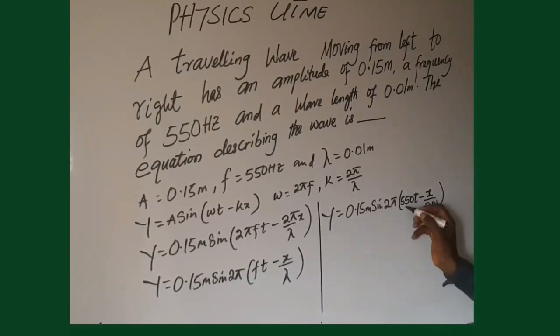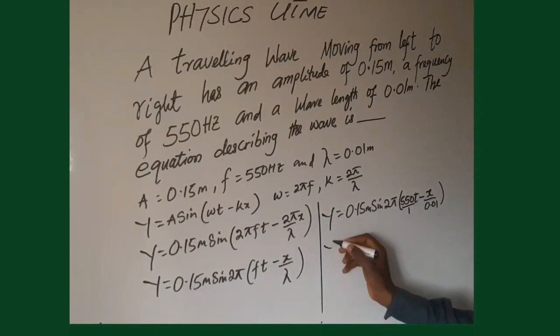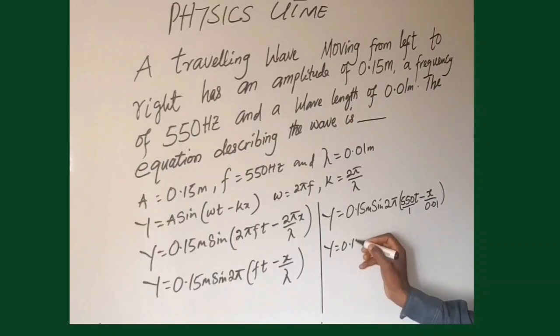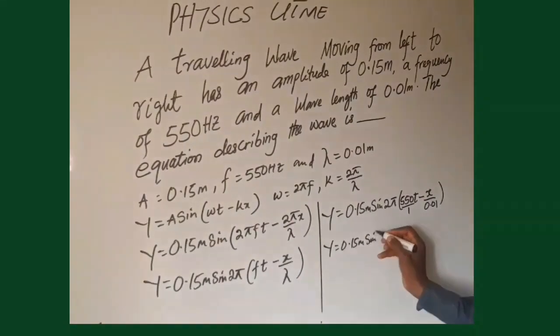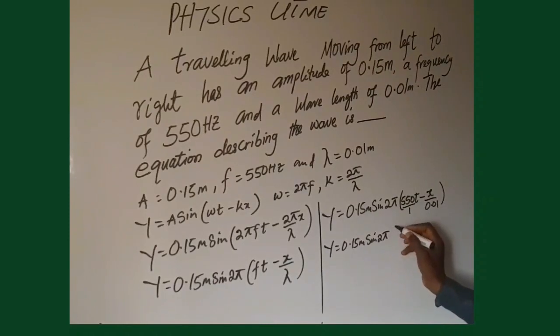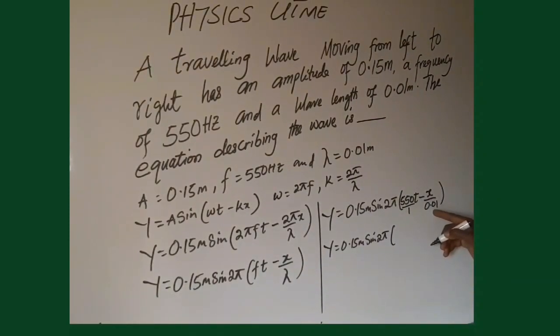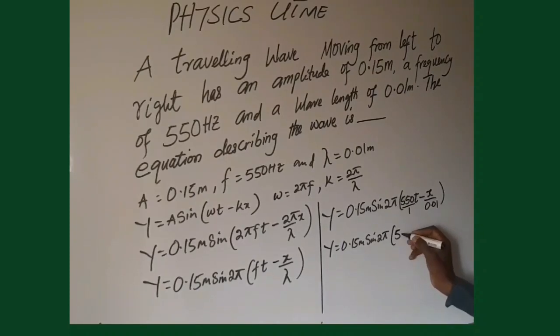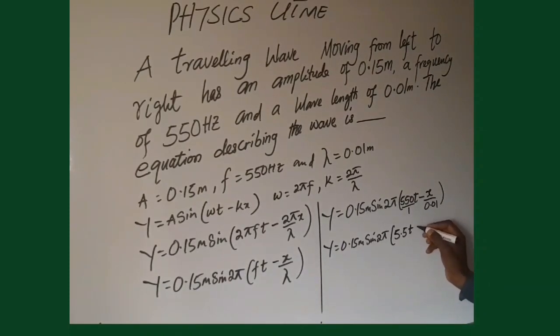All right, so we need to look for the LCM of 1 and 0.01. Of course, the LCM will be 0.01. So y will be equal to 0.15 meter sine 2 pi open bracket, 0.01 go into 1 is still 0.01, multiply by 550 t, we will have 5.5 t, minus 0.01 going into 0.01 is 1. 1 times x is still x all over 0.01.